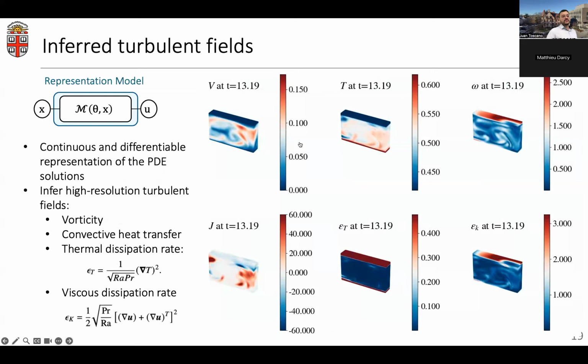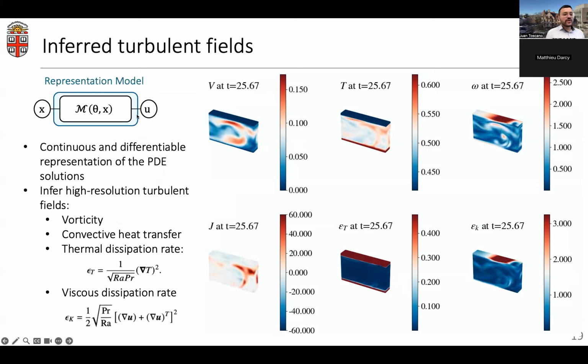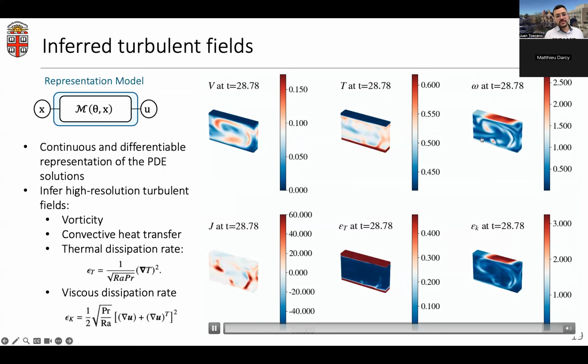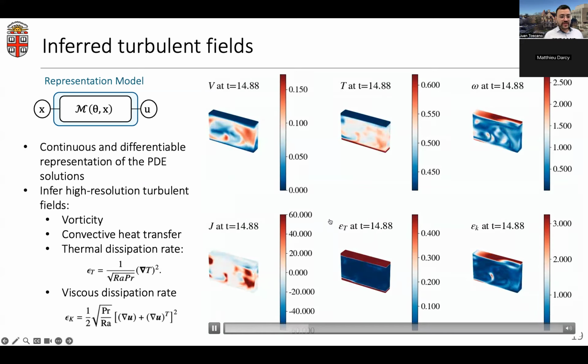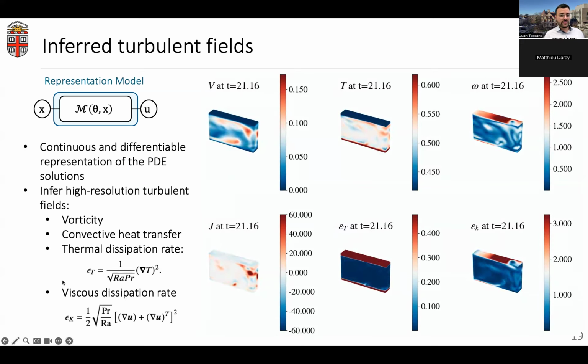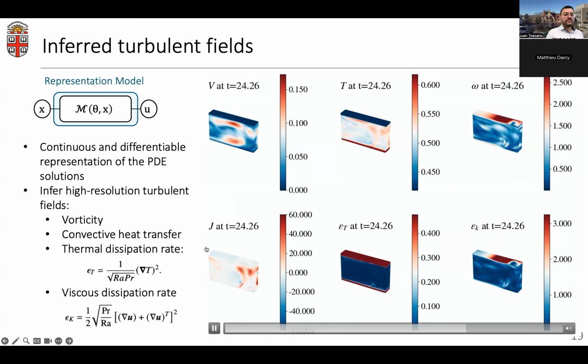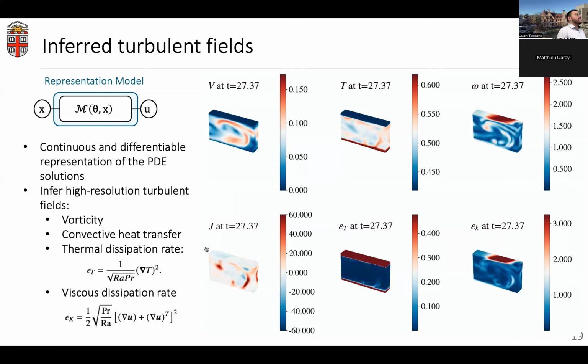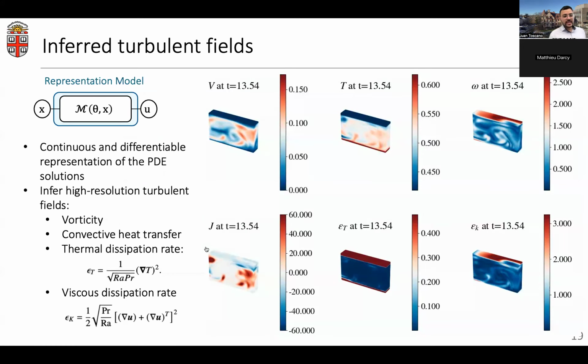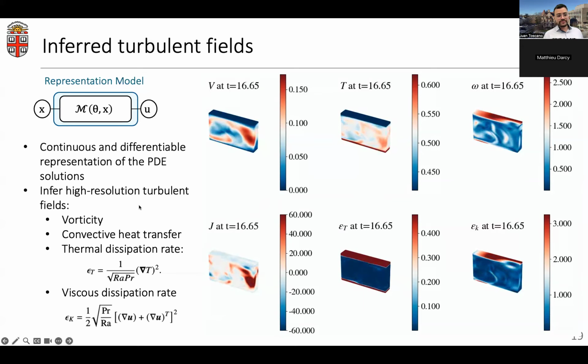Additionally, since this is a representation model, it is a function, a continuous function, and a differentiable function. So we can get derived quantities. For example, we can get the vorticity, the convective heat transfer, but also the thermal dissipation rate and the viscous dissipation rate, whose definitions are described here. So we are able to obtain quantities that are usually limited to DNS modeling. This is what we get here.